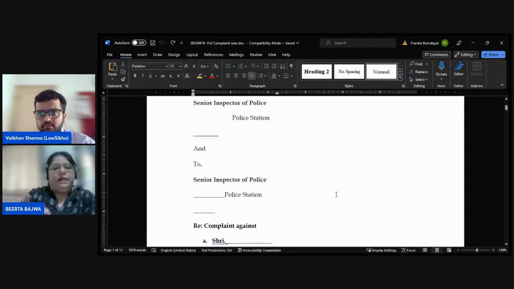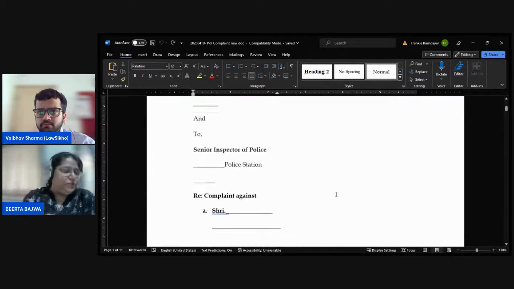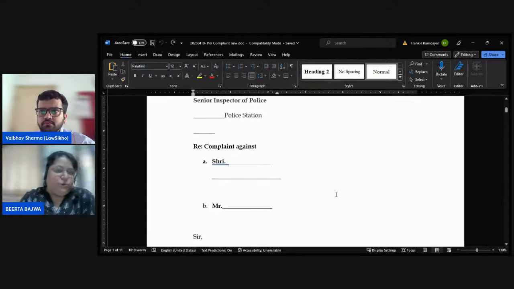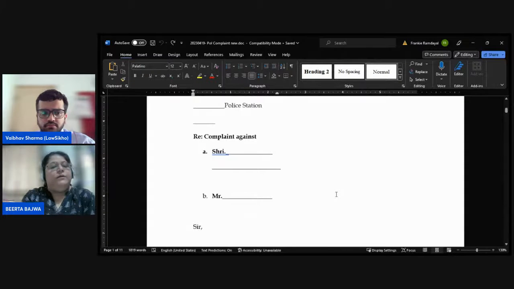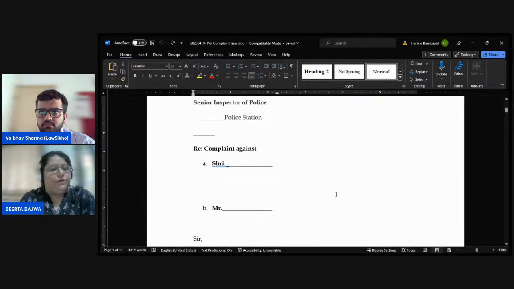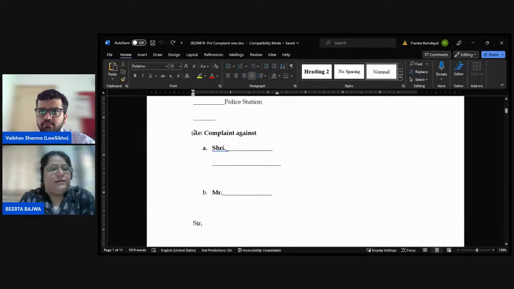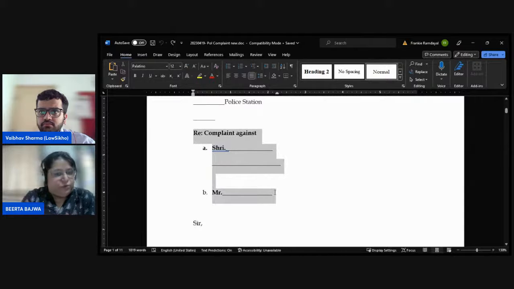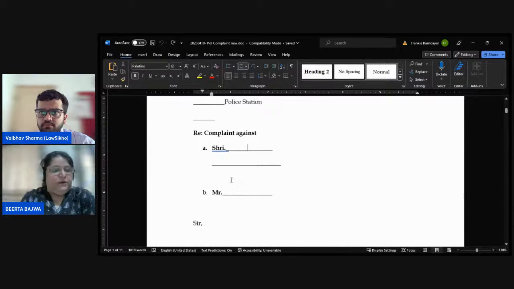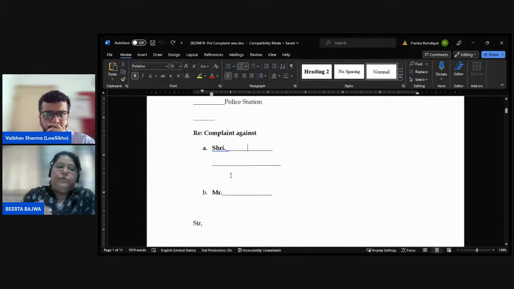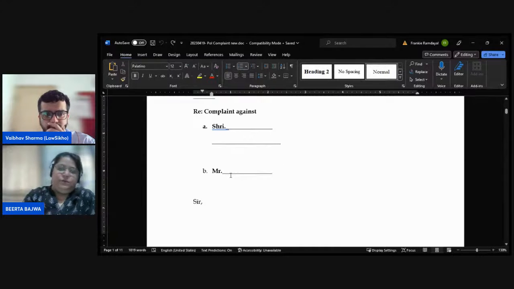Okay, and here this police complaint was sent to two police stations, so we have mentioned two senior inspectors. Then you will write against whom you want the complaint to be registered. So you will write the name of the accused and his whole address, preferably his phone number also if you have it. Okay, and in case there is more than one, you will write the names of all the accused one by one.